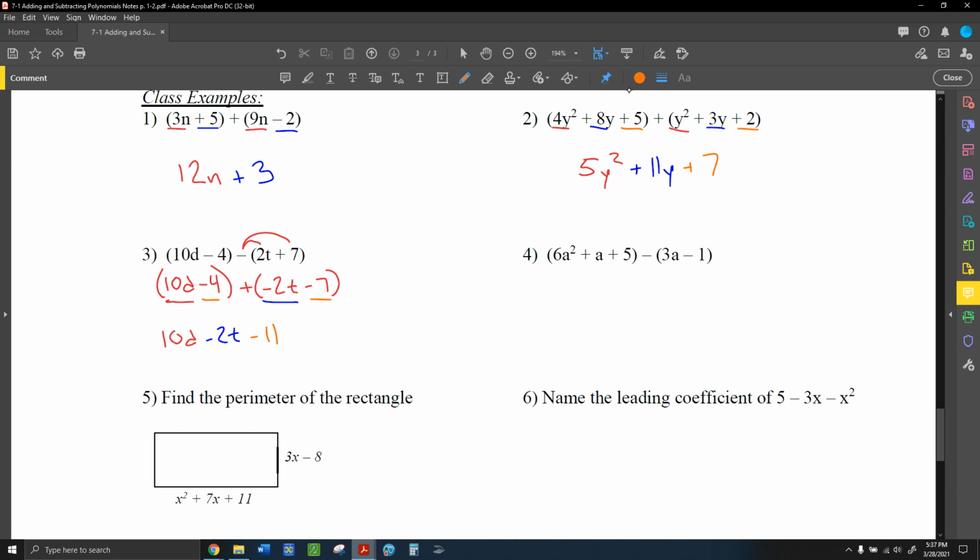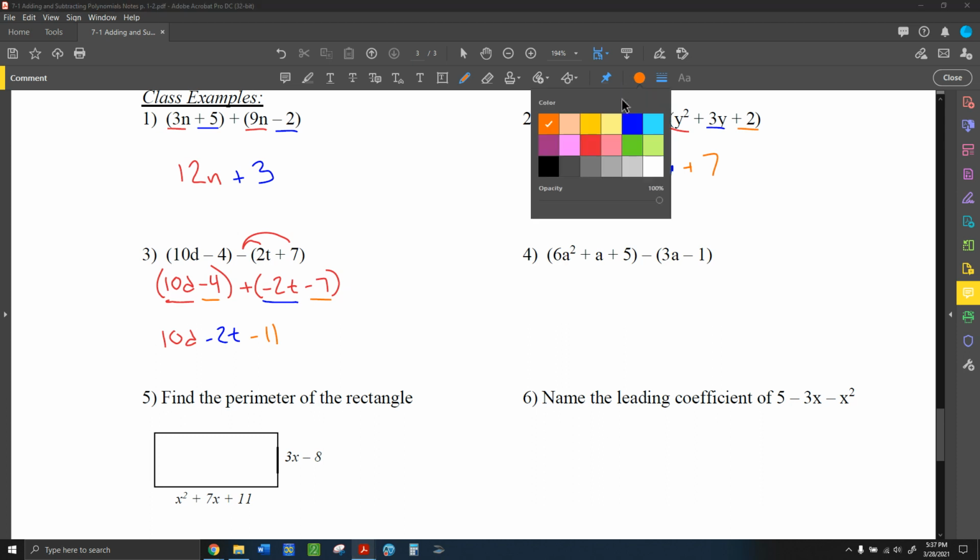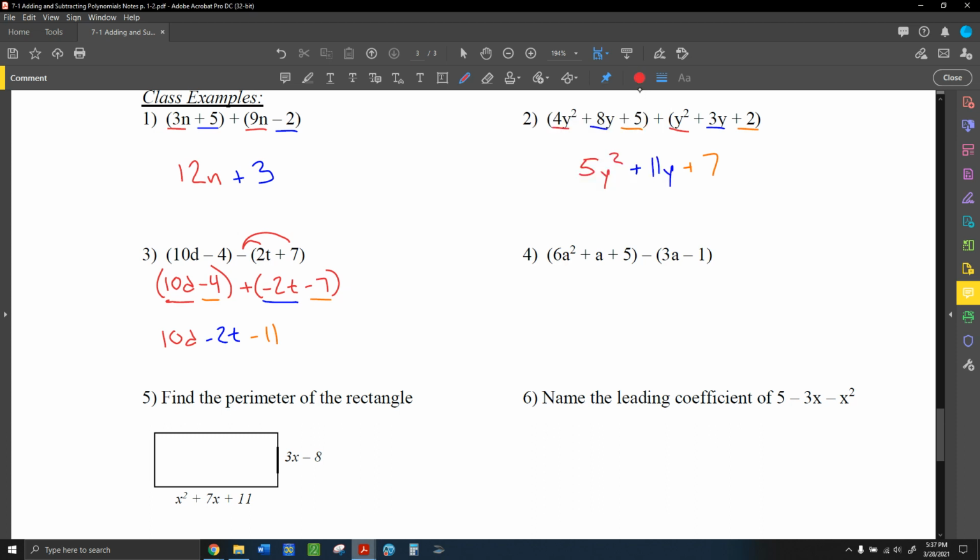And that's it. Number 4, again, we're subtracting. We've got a trinomial minus a binomial. So I'm going to subtract. We're going to distribute that negative. And I'm going to rewrite the problem. So 6a squared plus a plus 5. And then plus, and then distributing the negative, negative 3a. And then negative times negative 1 is positive 1, so plus 1.